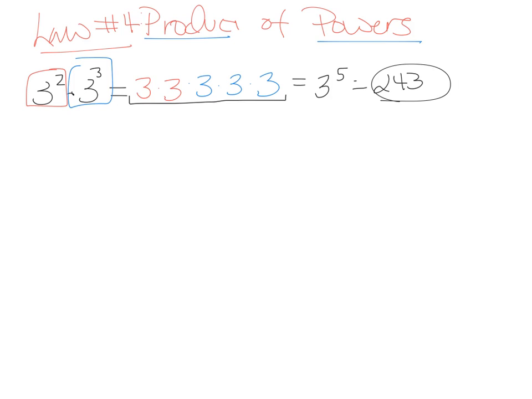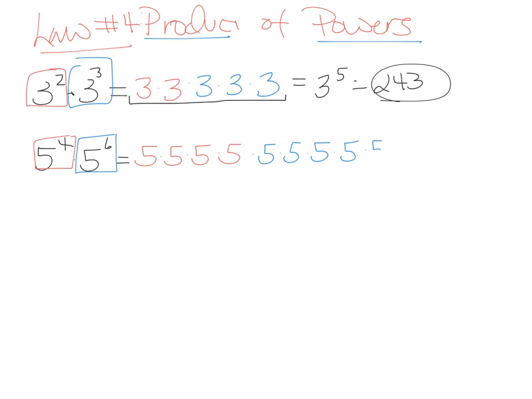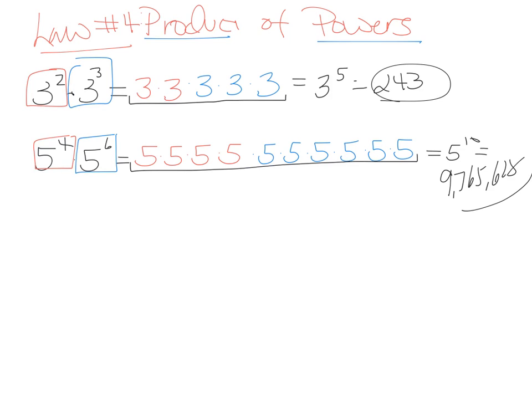Let's look at another one. If I have 5 to the 4th power times 5 to the 6th power, let's expand this out. 5 to the 4th power is 4 5s. 5 to the 6th power is 6 5s. Altogether, how many 5s do I have? 10. 5 to the 10th power is quite a large number. 9,765,625. This is how much money I wish I had in my bank account right now.